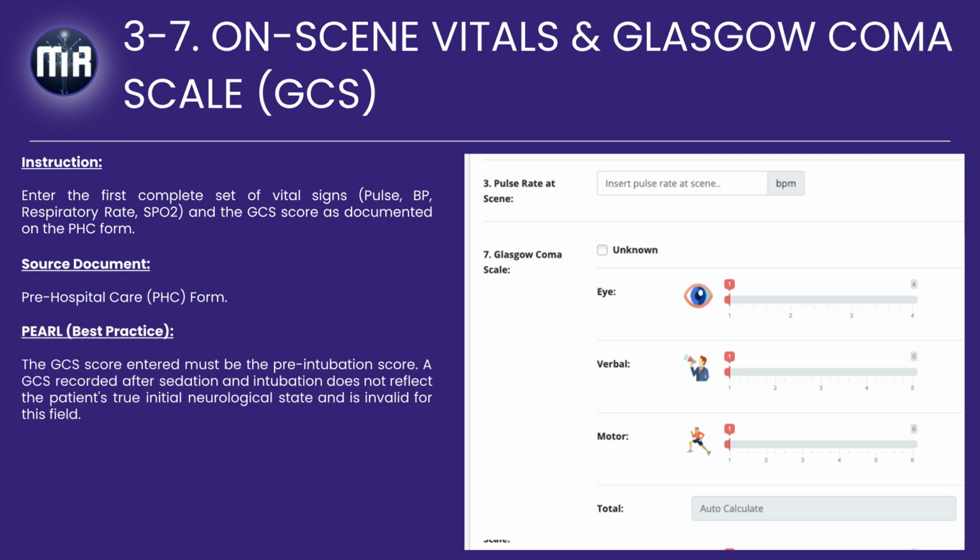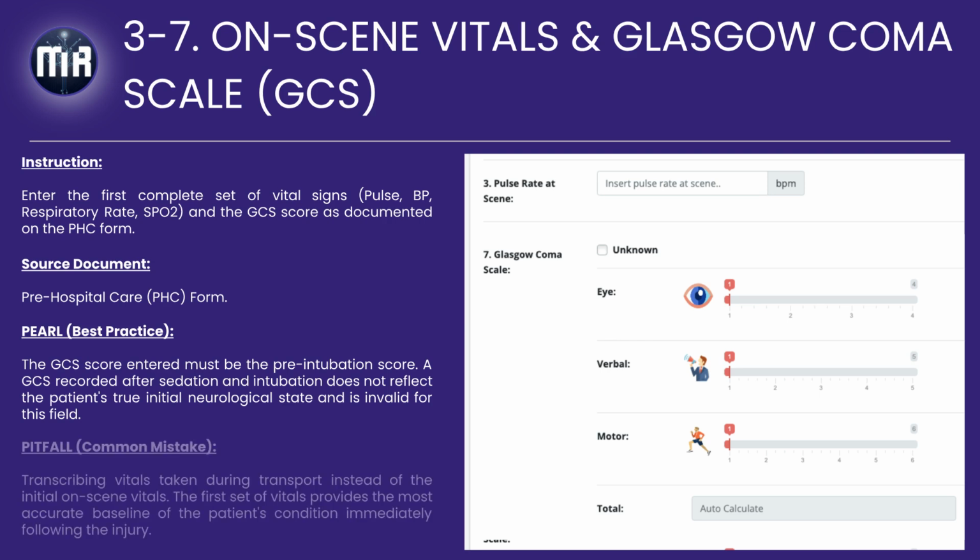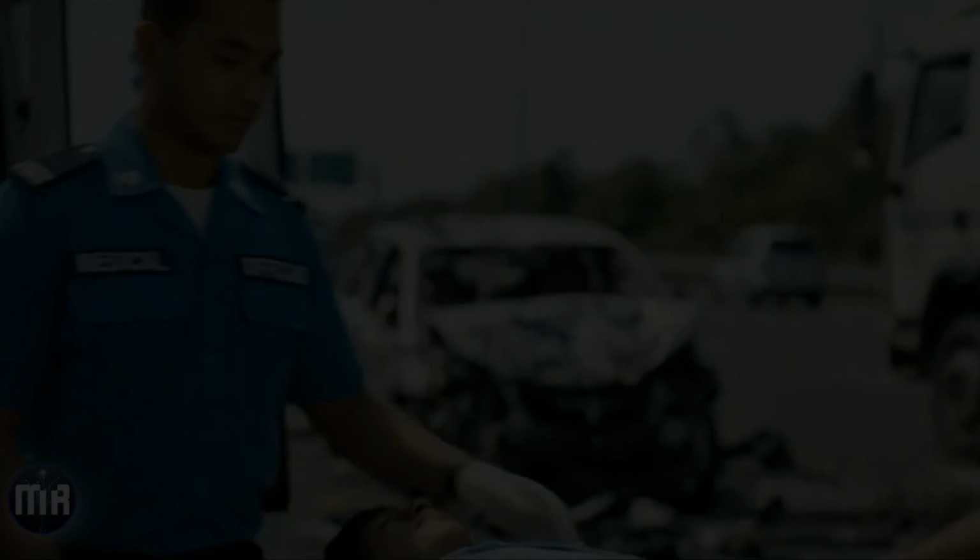The PEARL for this section is critical. The GCS score you enter must be the pre-intubation score. A GCS recorded after a patient has been sedated and intubated does not reflect their true initial neurological state and is therefore invalid for this field. The pitfall to avoid is transcribing vital signs that were taken during transport instead of the initial on-scene vitals. The first set of vitals provides the most accurate baseline of the patient's condition immediately following the injury.